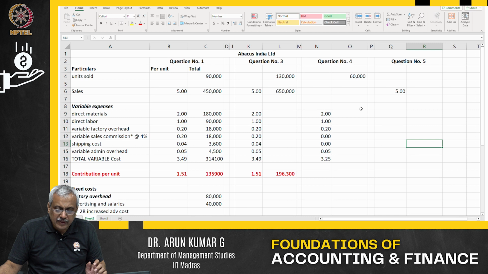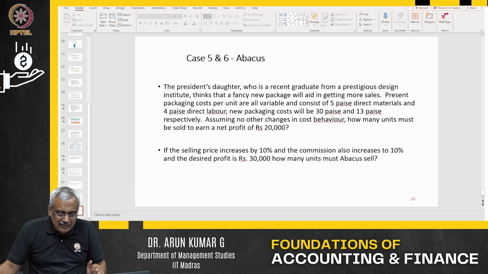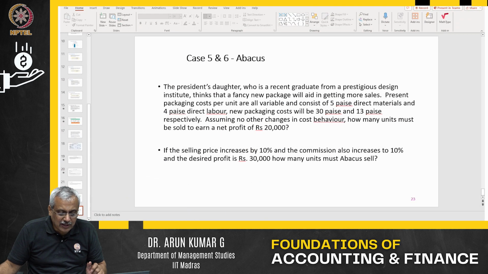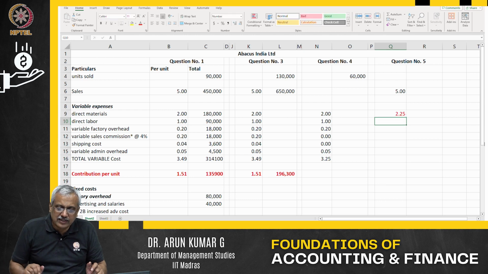Now let us look at this. In this particular case, direct material was earlier ₹2. What is the packaging cost it contained? It contained a packaging cost of 0.05. That is not going to be there, I am knocking it off. Instead, it's going to have a packaging cost of 30 paisa. So I have added this 30 paisa, reduced that 0.05, and this is going to be the new material cost.